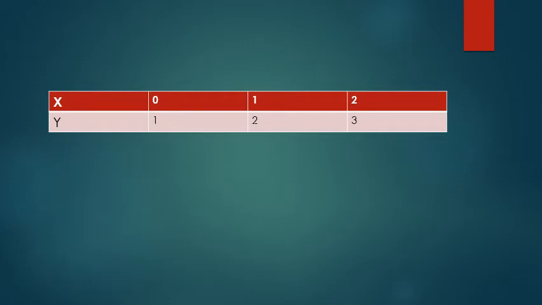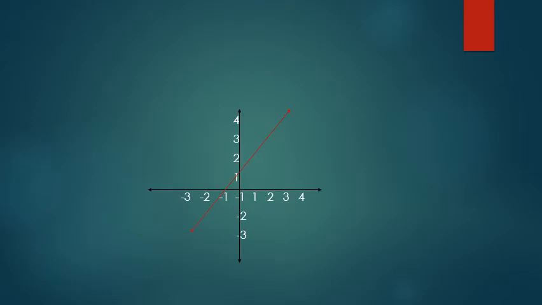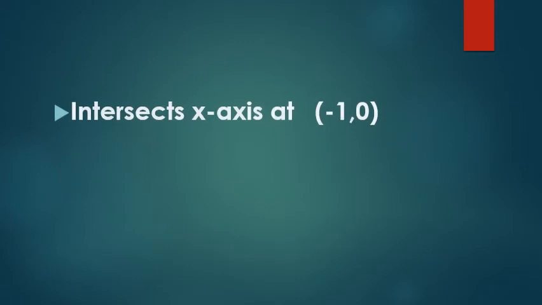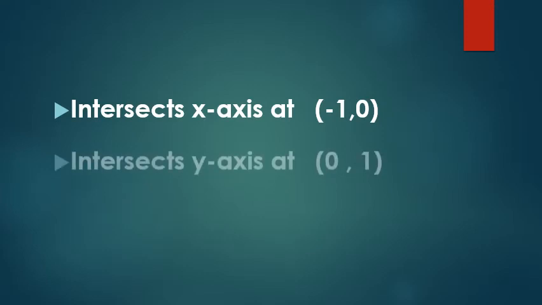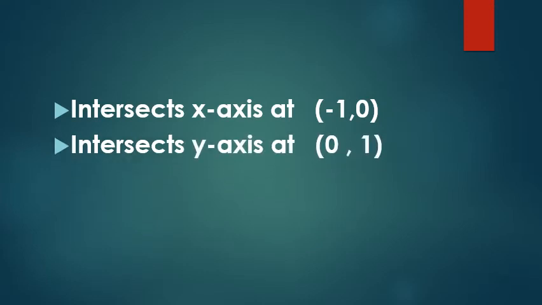Make a table, we can put x as 0, 1, and 2. If we put x equals 0, then f of 0 equals 0 plus 1, it will be 1. F of 1 equals 1 plus 1 equals 2. F of 2 equals 2 plus 1, it will be 3. And we can represent it in the graph. Then it will be a straight line, intersecting the x-axis and the y-axis. It intersects the x-axis at the point (-1, 0) and intersects the y-axis at the point (0, 1).